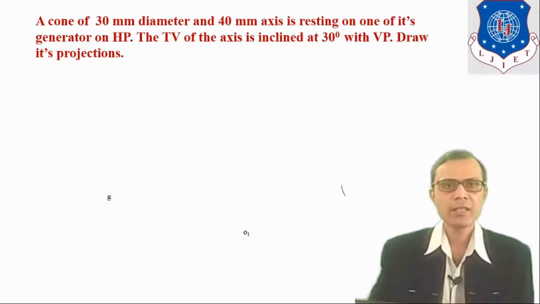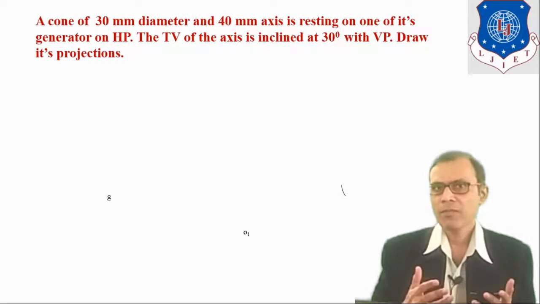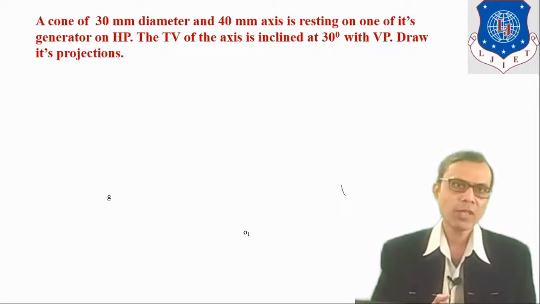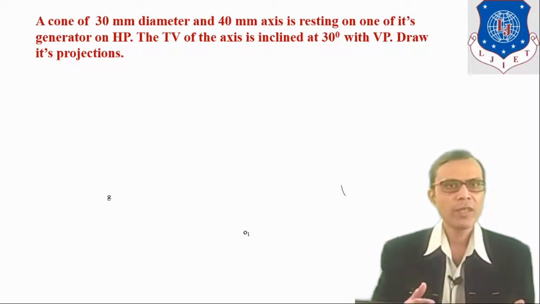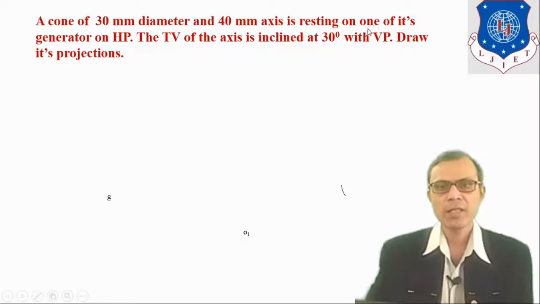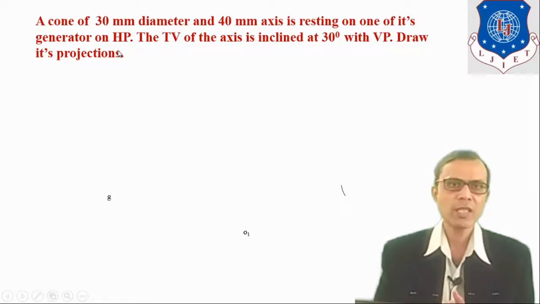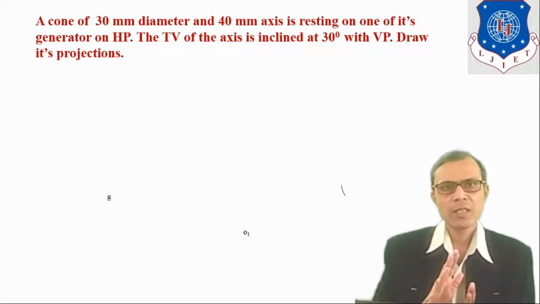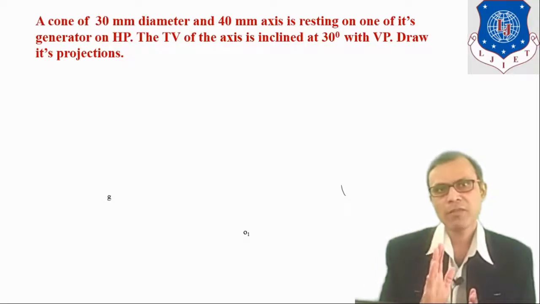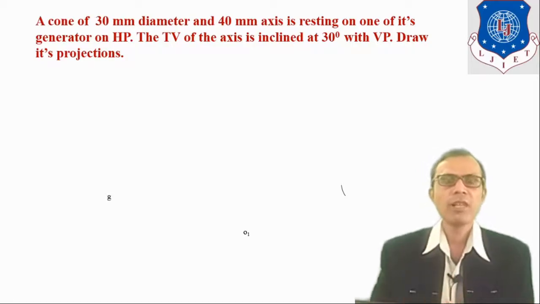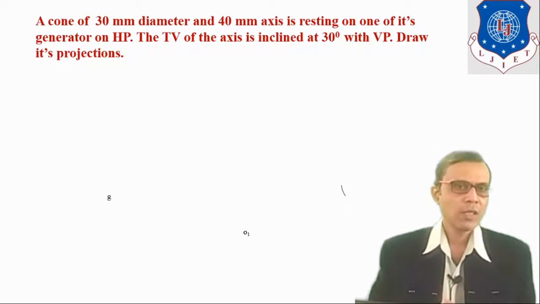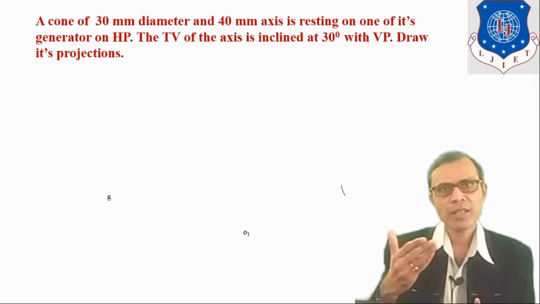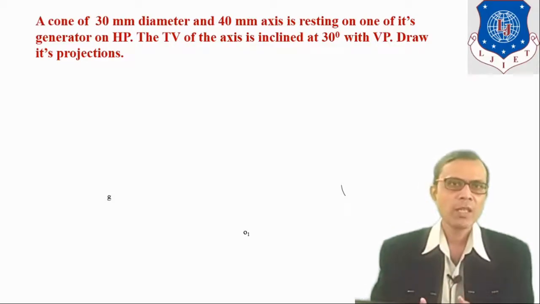In second stage, consider the inclination angle with HP. If inclination angle is directly not given, there may be some condition with relation to HP. So here condition is it is resting on one of its generator on HP. So in first stage we will assume that it is standing on HP, and in second stage we will keep it on HP in such a way that one of its generators will remain on HP. That would be our second stage, and from that second stage front view we will project its top view.